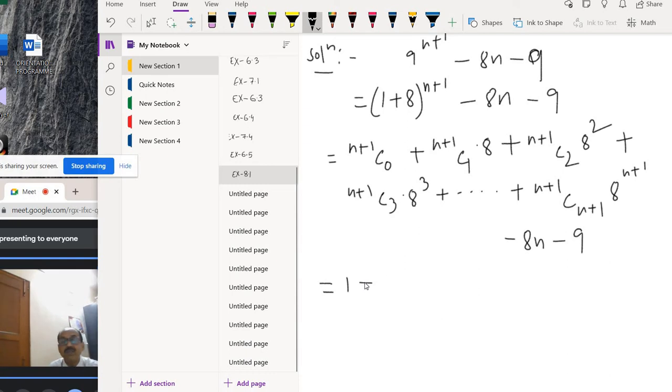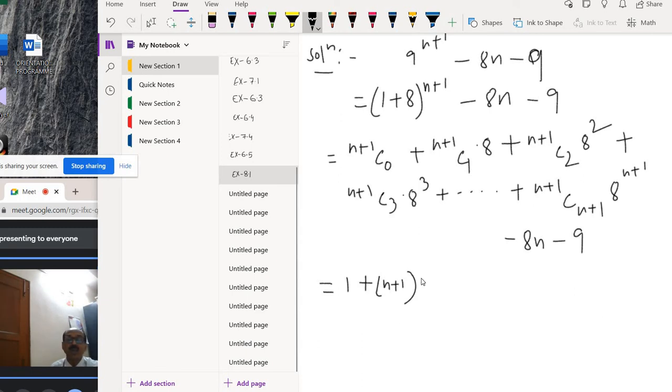Plus, what is n plus 1 C1 means? n plus 1 factorial by n plus 1 minus 1 factorial, that is n factorial. And n plus 1 factorial means n plus 1 into n factorial, so it is n plus 1.